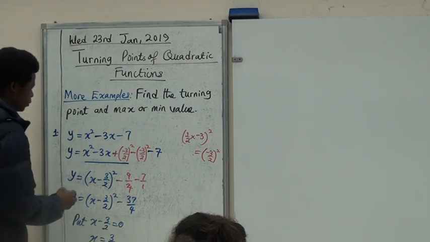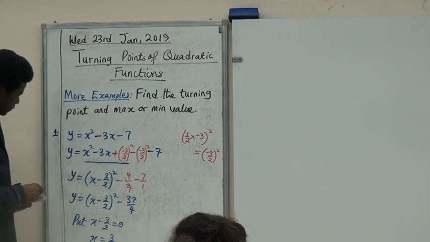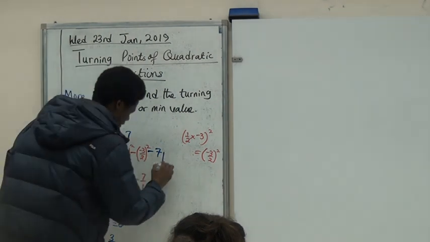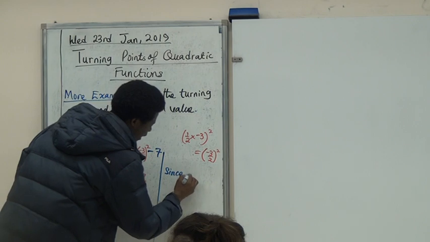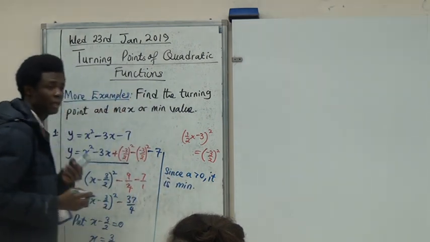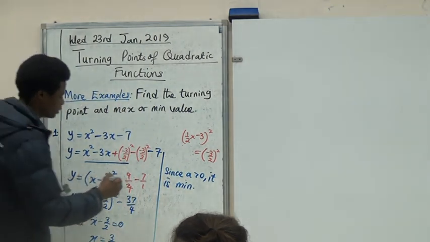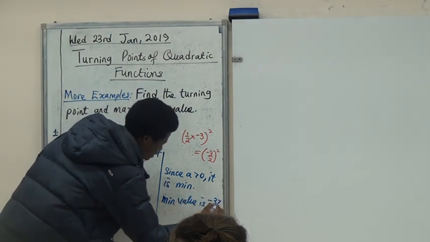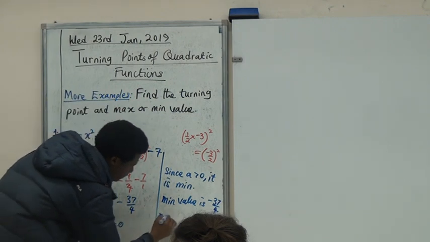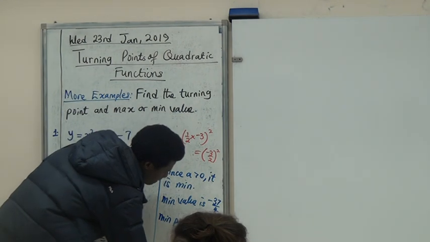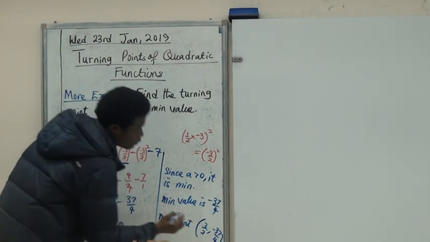Alright, so we know this. Is it maximum or minimum? Minimum, because this is positive. So I put that here: since a is greater than 0, it is a minimum. So how do we know the y value? The minimum value is negative 37 over 4. But what is the minimum point? 3 over 2, negative 37 over 4. Any question?